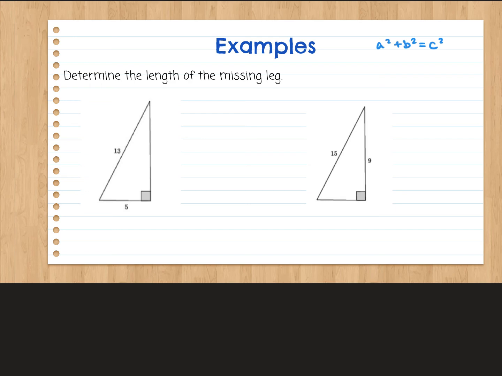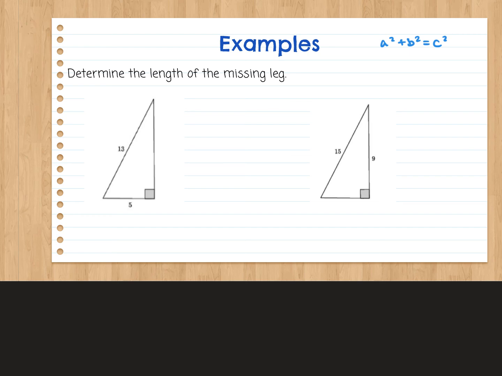All right, so now let's take a look at finding the missing leg, using a squared plus b squared equals c squared. So here we see we're given the hypotenuse, which is our c. We're given a leg, so since we solved for a last time, they'd say that that's b, but it doesn't matter which one. Oh, we're going to switch that around. We're going to make 5 a and make this side b.